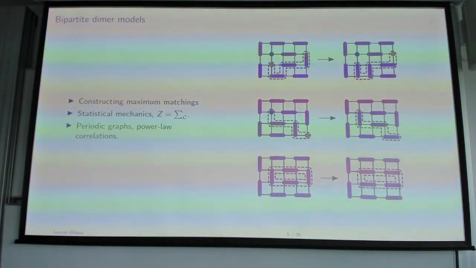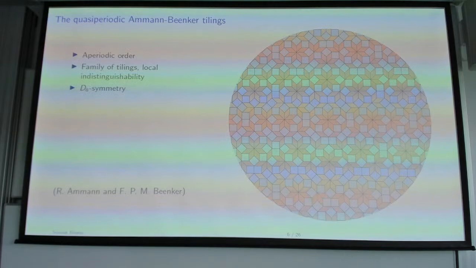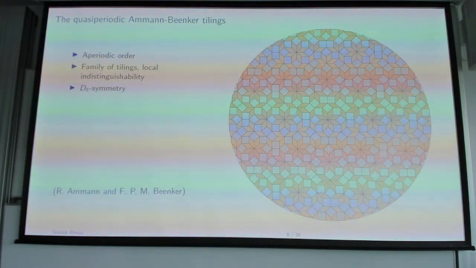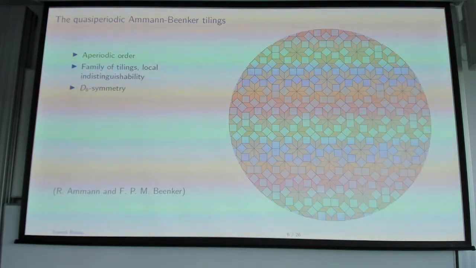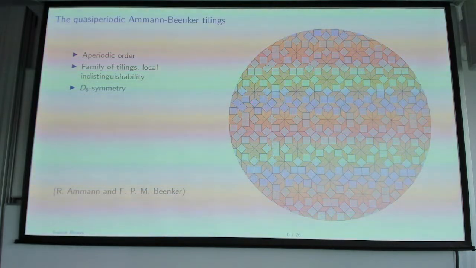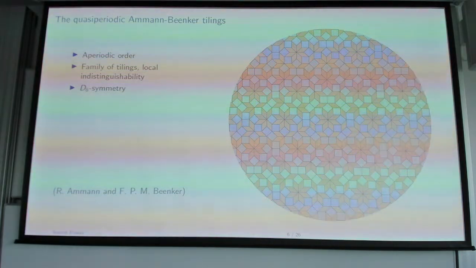Yes. Thank you. So we are now going to forget all about sine-Gordon theory. Okay? We're going to consider the dimer model on this lattice. So this is called the Ammann-Beenker tiling.